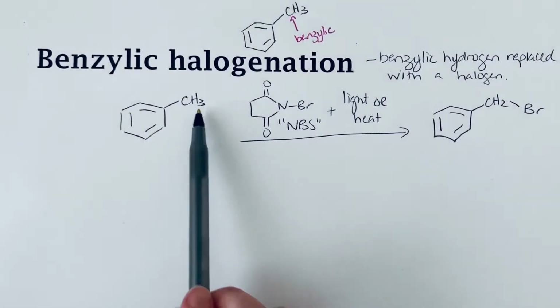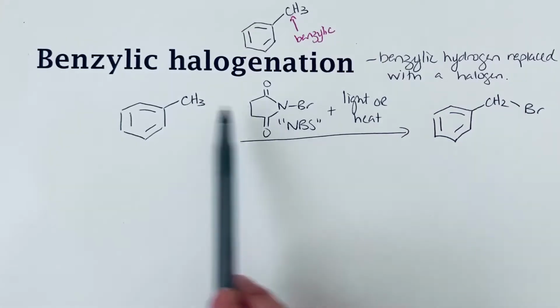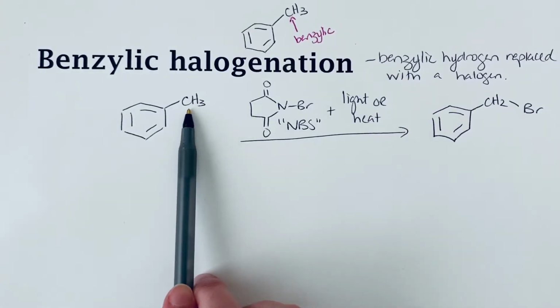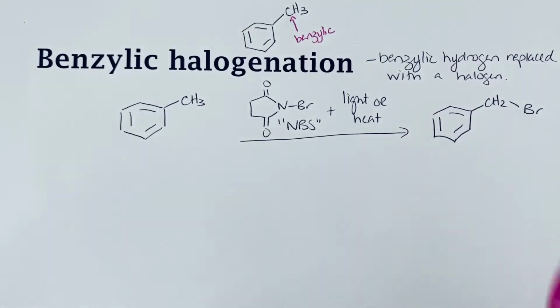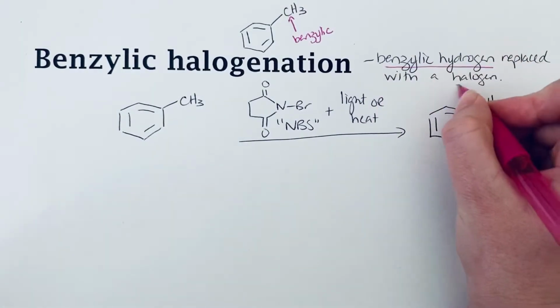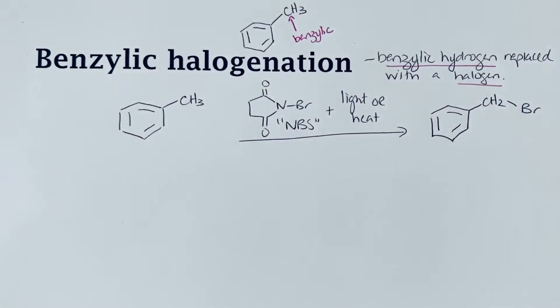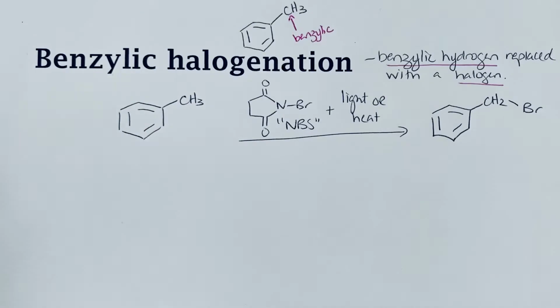This will still work if we have a longer carbon chain, just as long as we have a hydrogen atom that can be replaced, because we see it is a hydrogen that's being replaced with a halogen. So let's take a look at this mechanism.